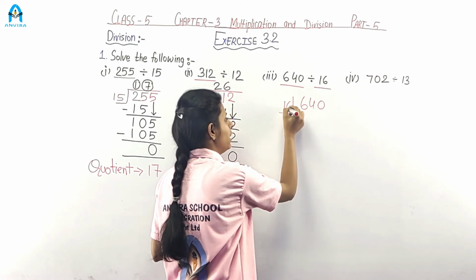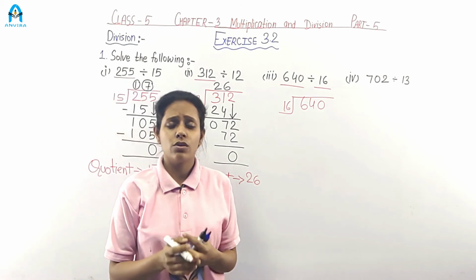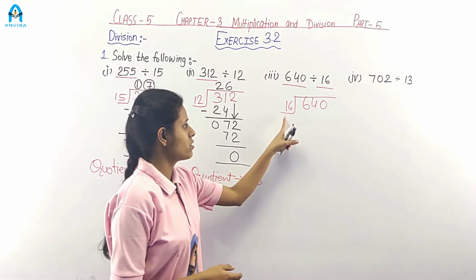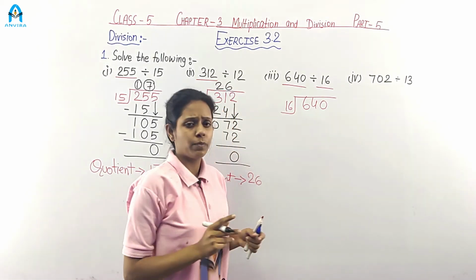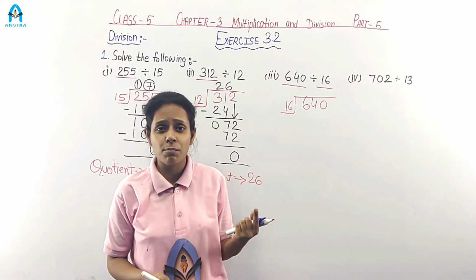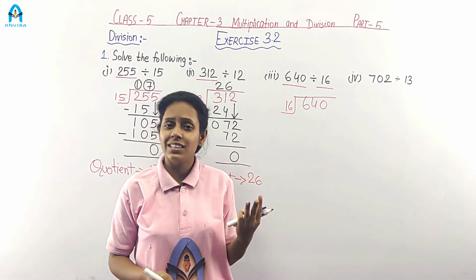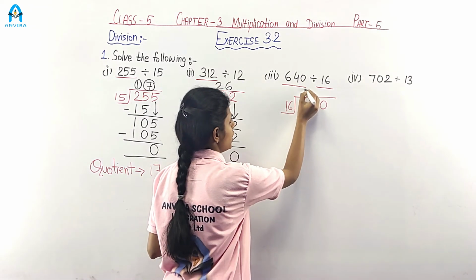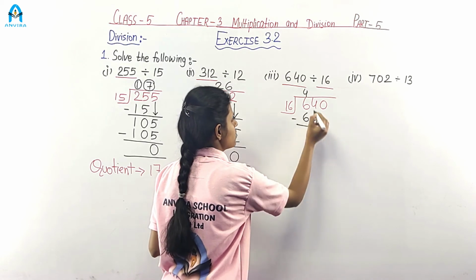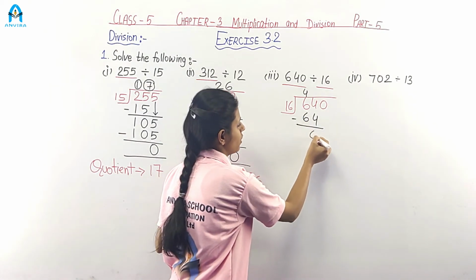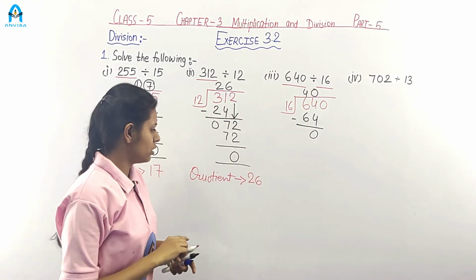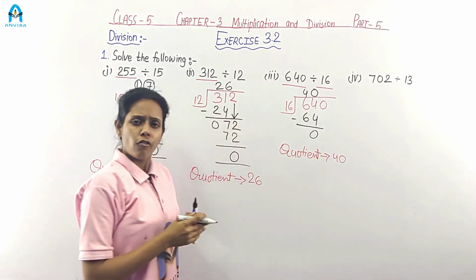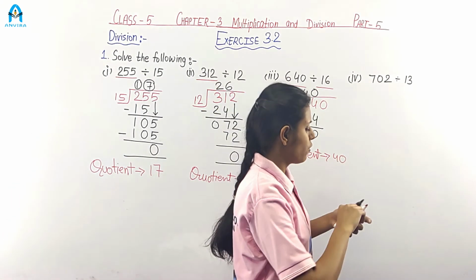640 divided by 40. So let's divide. First we need the table of 16. We have to learn the tables. The first two digits are 64. So the table of 16 is: 16 ones are 16. 16 twos are 32. 16 threes are 48. 16 fours are 64. So 16 fours are 64. 64 minus 64 is 0. And this 0 comes down here. So the quotient is 40.